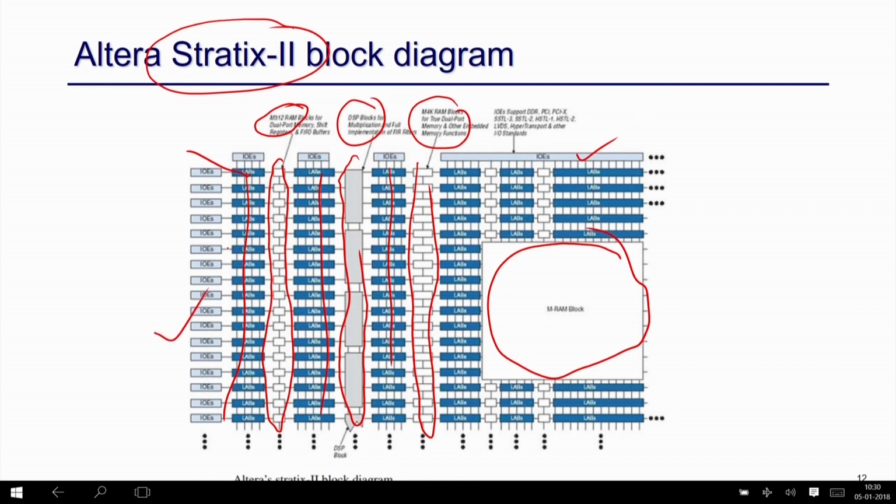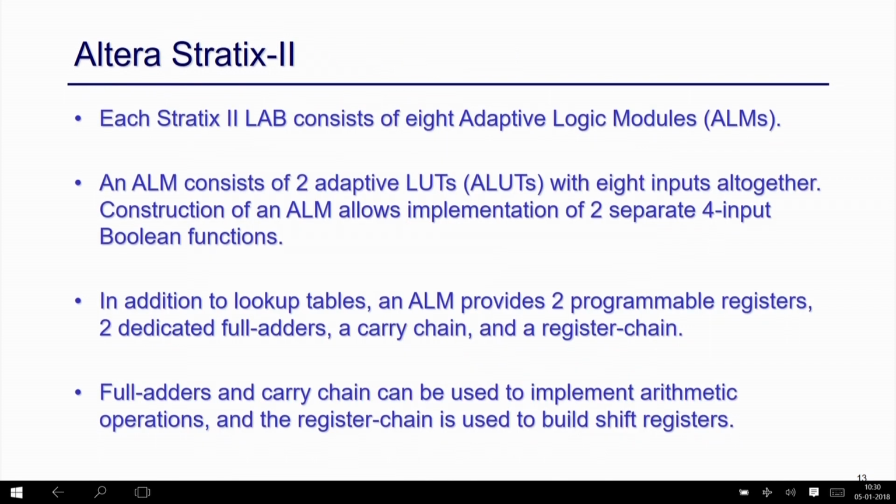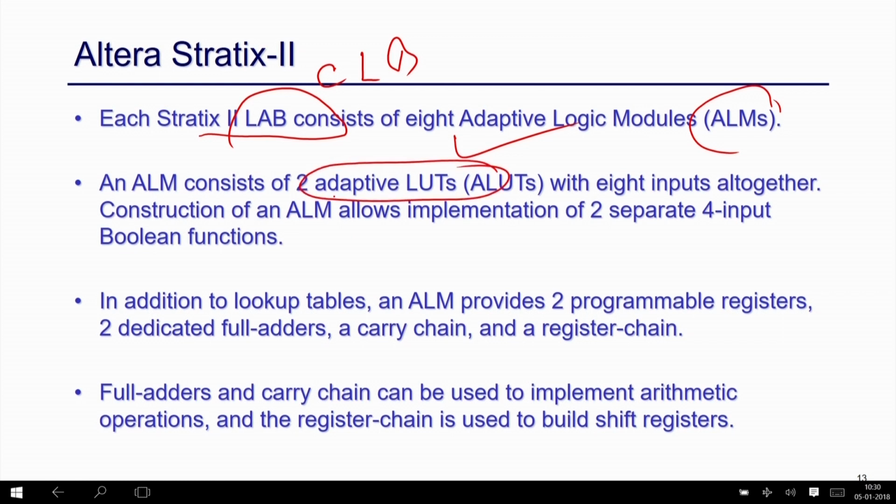So this is a specific structure for the Stratix 2 block, and if you look at some detailed data, this LAB, which is basically a CLB, consists of 8 ALMs, and each ALM consists of 2 LUTs. So effectively in a CLB we have 16 LUTs. Also we have other inputs, like the dedicated full adder implemented there, a carry chain and a register chain. So what is the importance of this carry chain? What is the utilization of this?